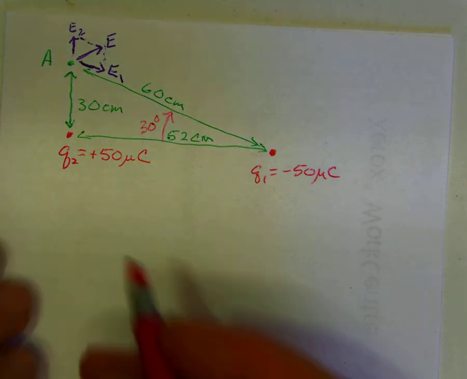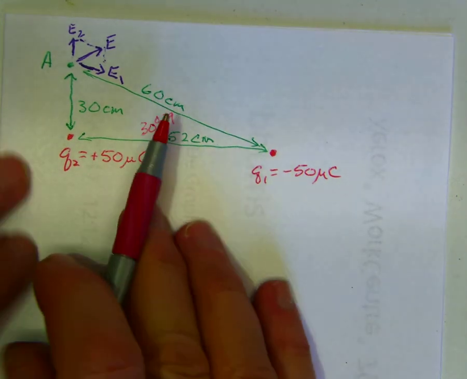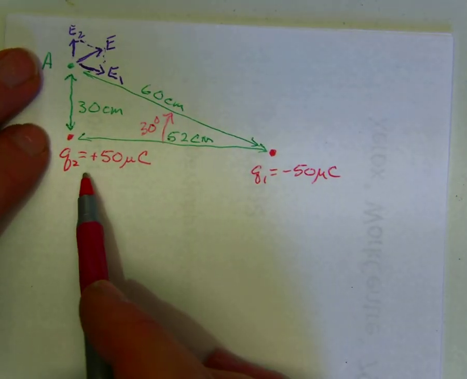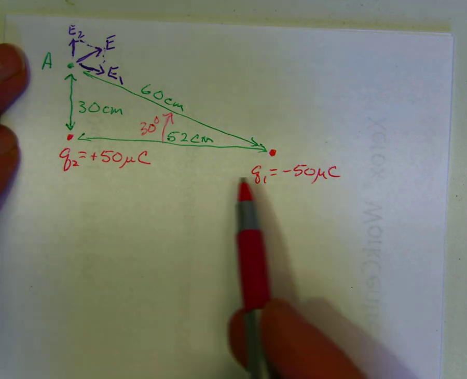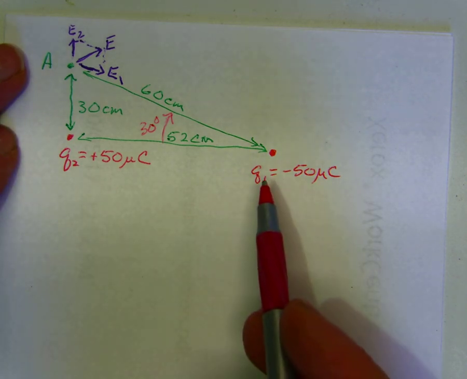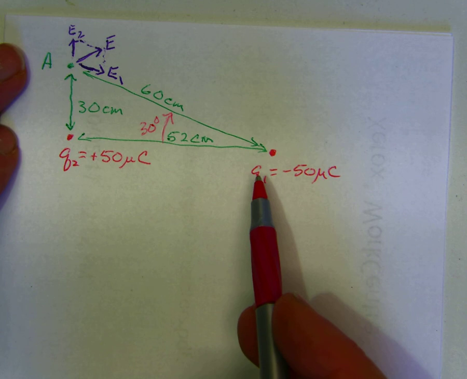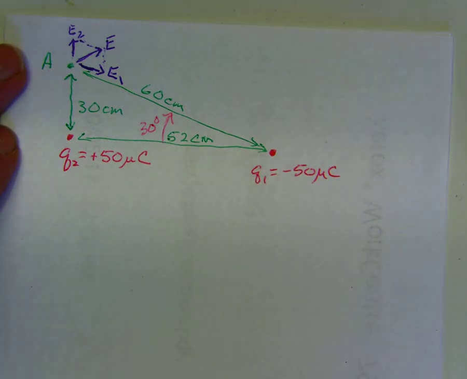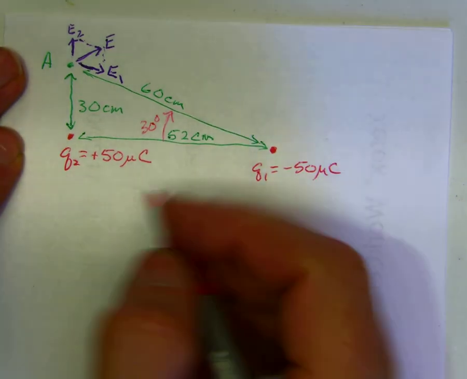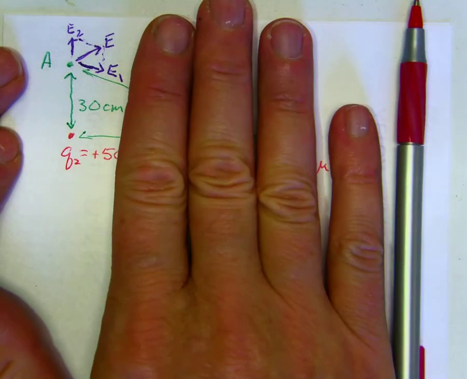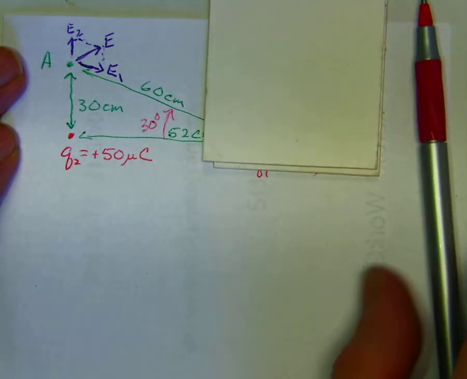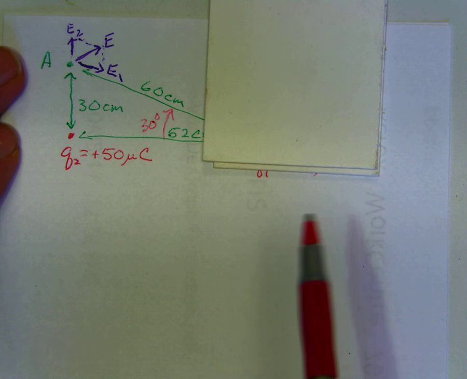Okay. So let's go ahead and find our field due to Q2. We'll find our field due to Q1, and then we're going to combine the two. But we've got to combine them as vectors, right? The part in the x direction, the part in the y direction. So we're starting with Q2. How do we find the electric field?